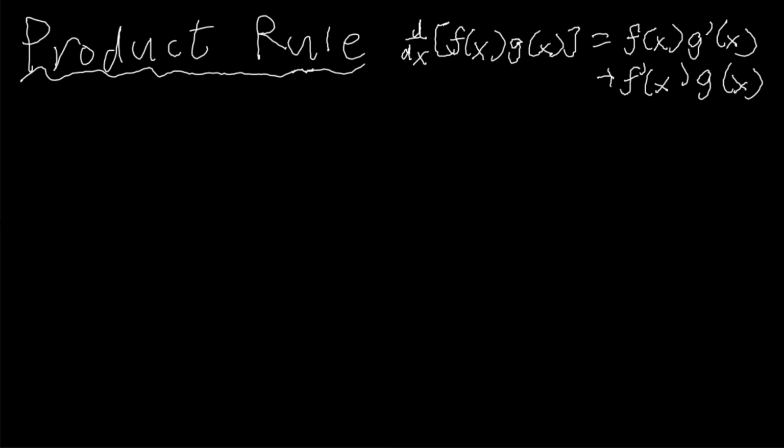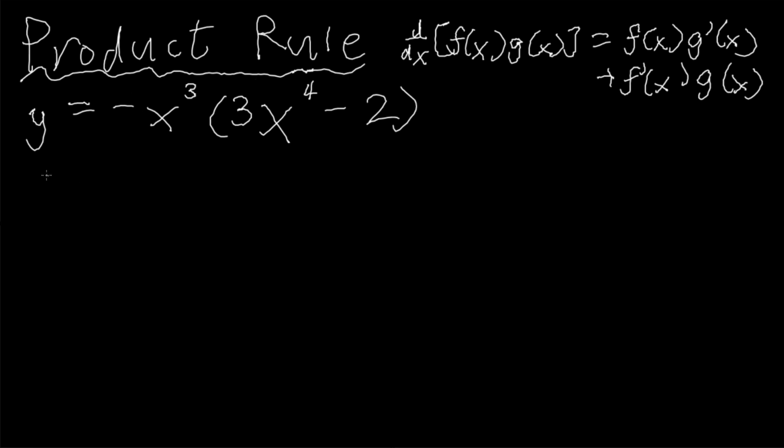Okay, so we're moving on to the product rule. I wrote the rule here, so it's easier to remember. For the power rule, I didn't because it was kind of easier to remember. You just drag the power down and you minus 1 for the power. So, for this question, I'm gonna do negative x to the power of 3 times 3x to the power of 4 minus 2. Now, to get the derivative, or y prime, we have to look at this rule here.